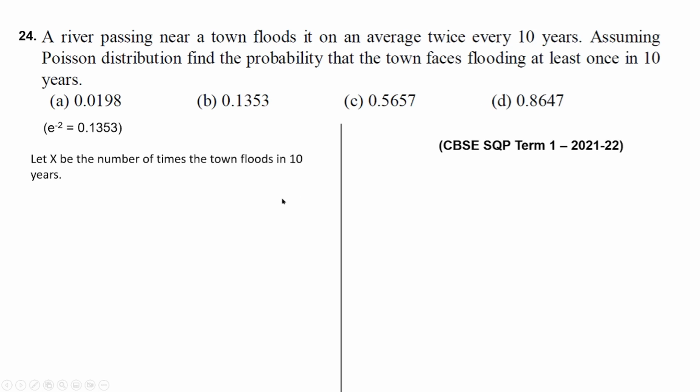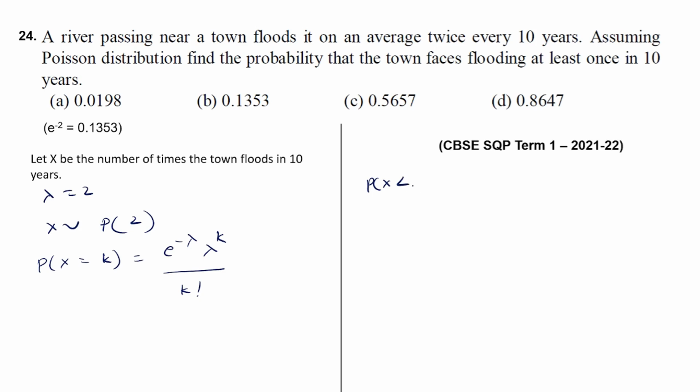So here let us take, let x be the number of times the town floods in 10 years. Here lambda is given as 2. So x follows a Poisson distribution with parameter lambda. So the probability of x equal to k, the probability distribution function of x, is given by e raised to minus lambda, lambda raised to k by k factorial. Now we need to find the probability of x more than or equal to 1. It is 1 minus the probability of x less than 1. It is 1 minus the probability of x equal to 0.